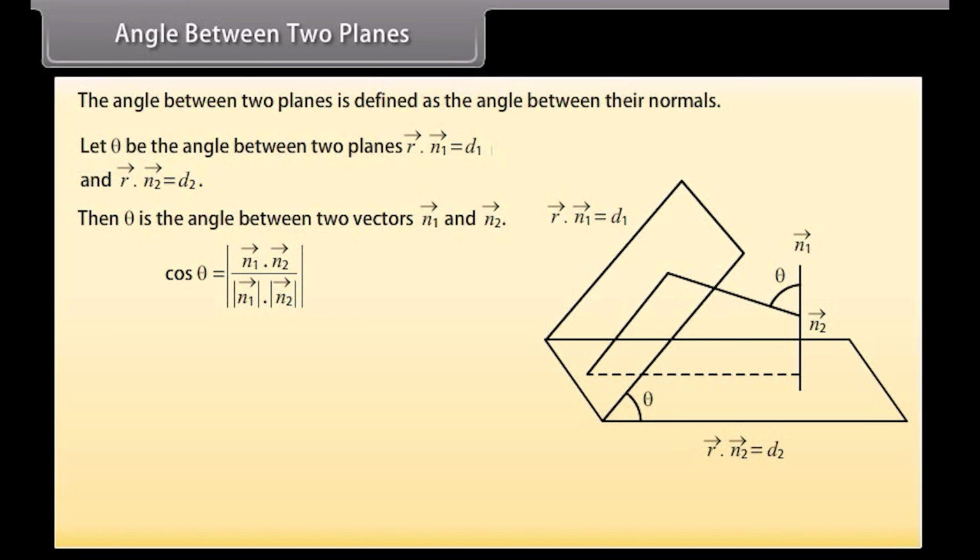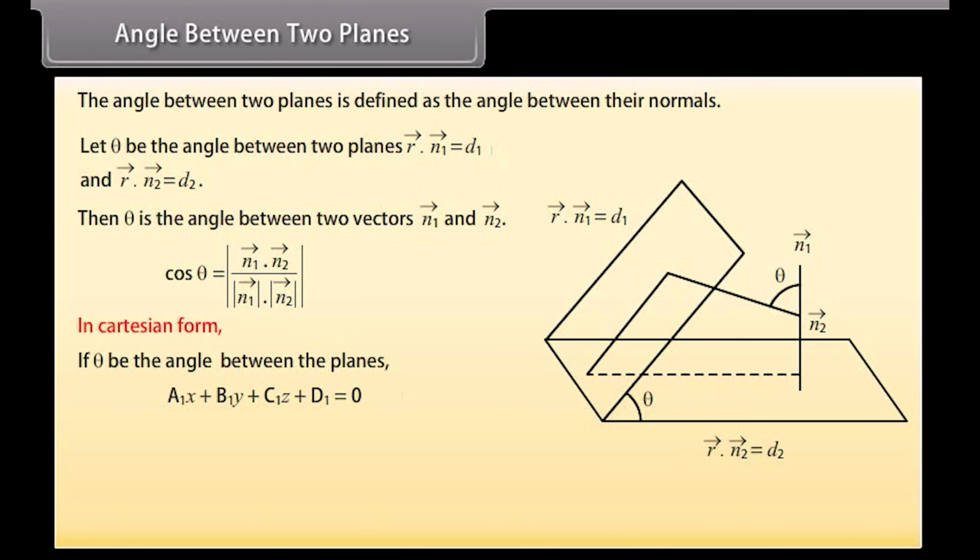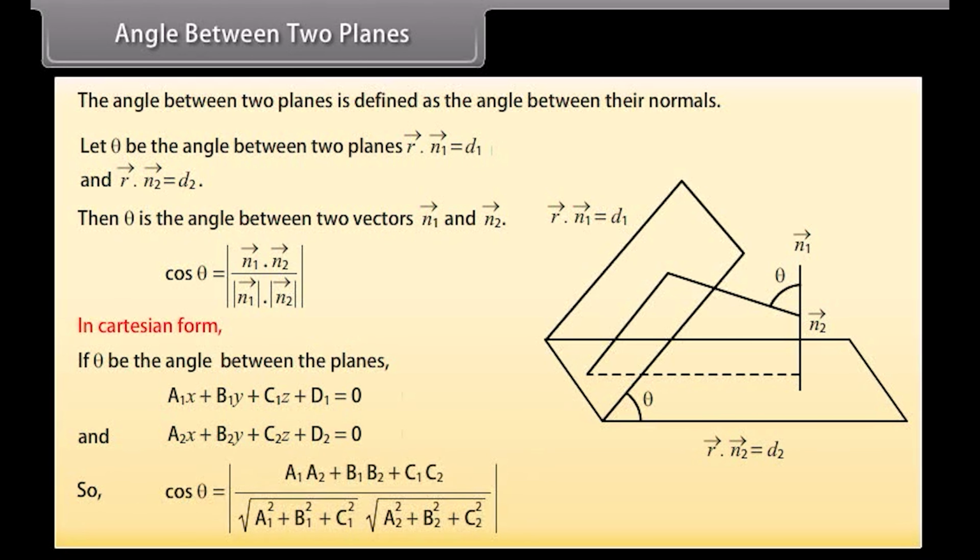In Cartesian form, if theta be the angle between two planes, a1x plus b1y plus c1z plus d1 equals 0, and a2x plus b2y plus c2z plus d2 equals 0. So, cos theta equals modulus of a1a2 plus b1b2 plus c1c2 divided by square root of a1 square plus b1 square plus c1 square into square root of a2 square plus b2 square plus c2 square.